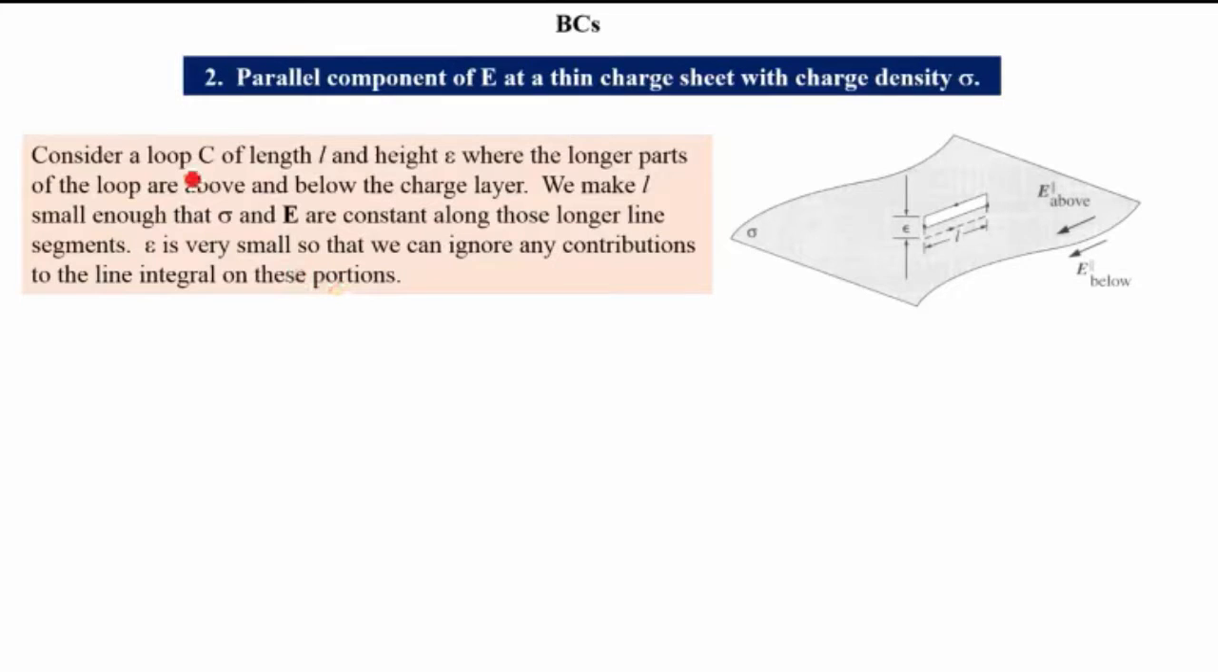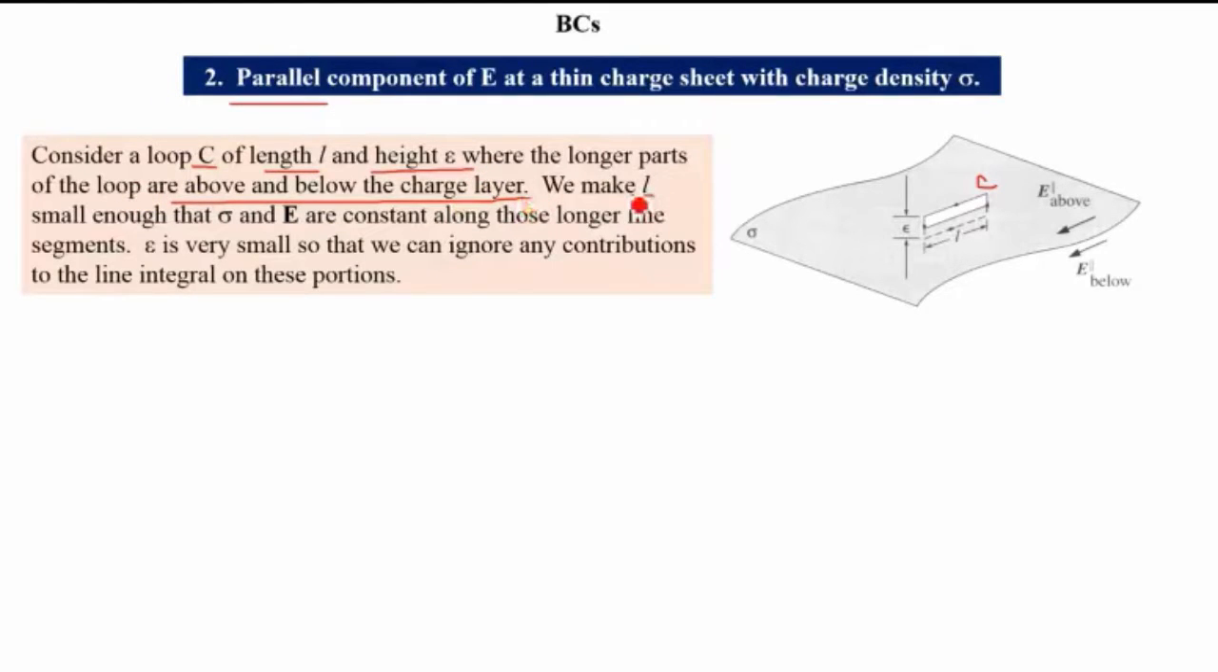Now let's look at the parallel component. We're going to be looking at the components that are along the direction of the surface. So we're going to do the same thing. We're going to make these elements here small enough that we don't have to worry about, for example, E changing here. We don't have to worry about the sides of this loop. Obviously we're going to be using a loop. So half of this loop is above, half of the loop is below, and these are the directions of integration around the loop. So this is the curve C, and it has a length little l and a height epsilon, and the longer parts of the loop are above and below the charge layer.